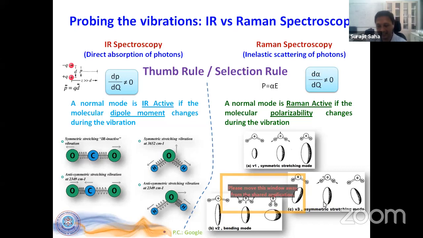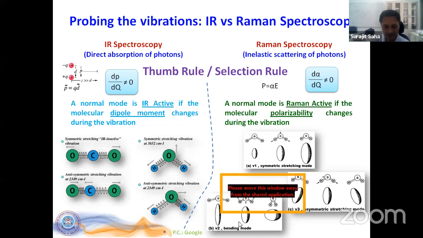Similarly, this is the asymmetric stretching mode, where this is the equilibrium state. And you can see here this particular hydrogen is far away and this particular hydrogen is close by. On the other hand, this is the other way around, where this hydrogen atom is far away and this is close by. So in both these extreme states of the asymmetric stretching, you can see this particular ellipsoid changes in shape. So this again means that this vibration will be Raman active.